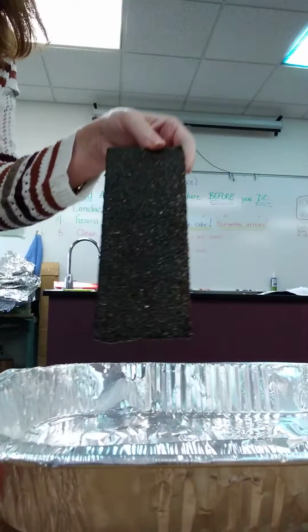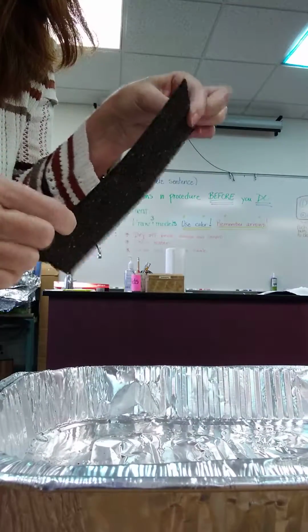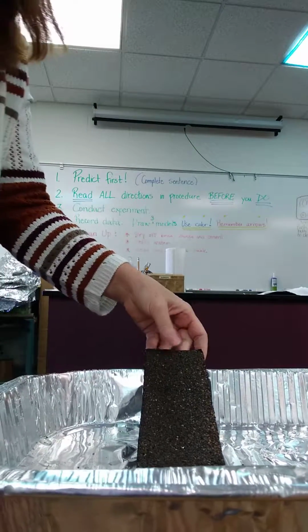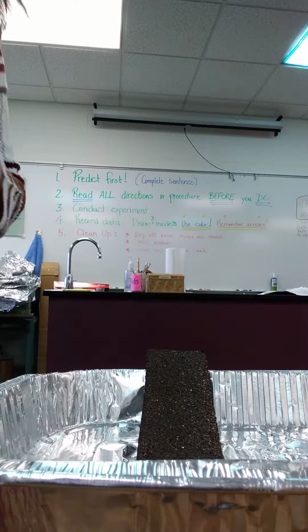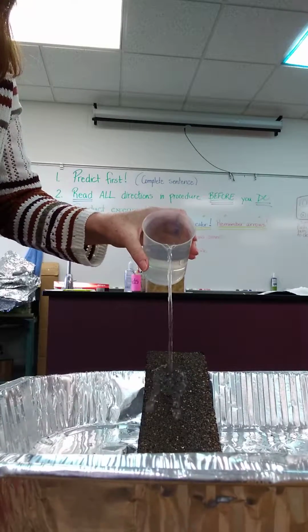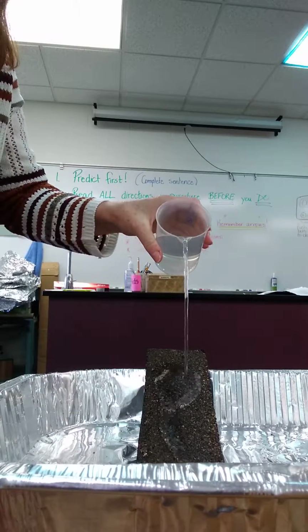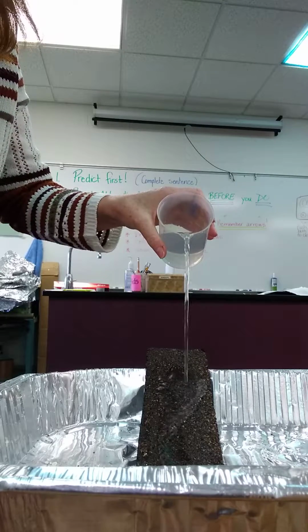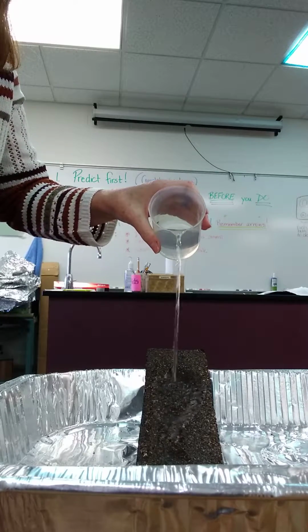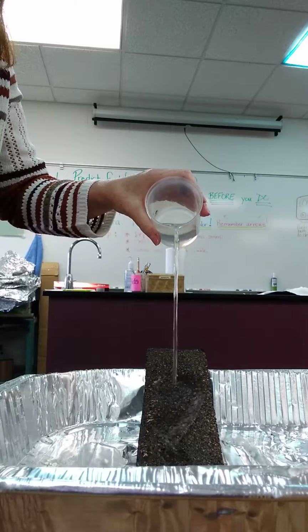Now we're going to do the same thing with a shingle. This is the same type of material that you would have on your roof. Again, we're going to take 200 milliliters and pour it onto the shingle. Make sure you're noticing how the water moves, making those observations.